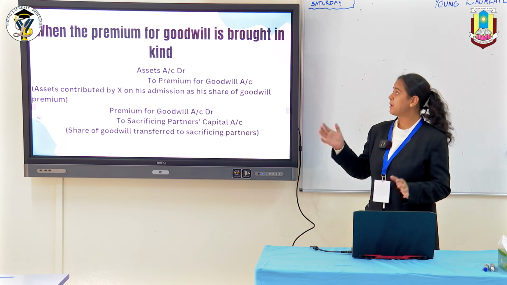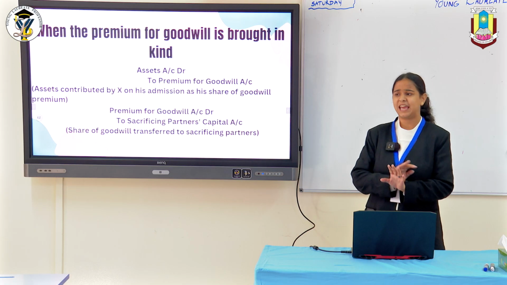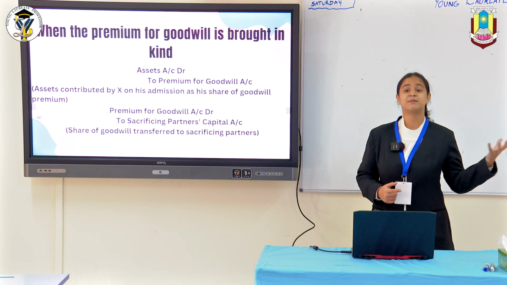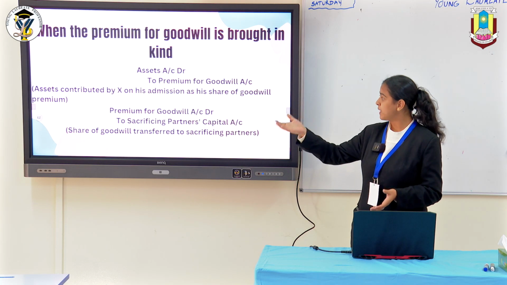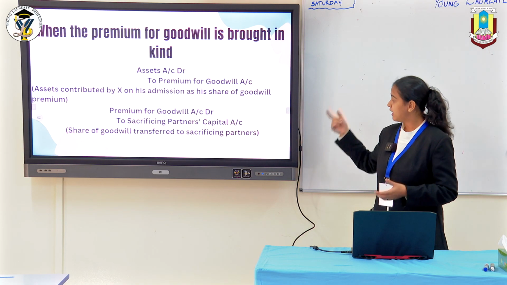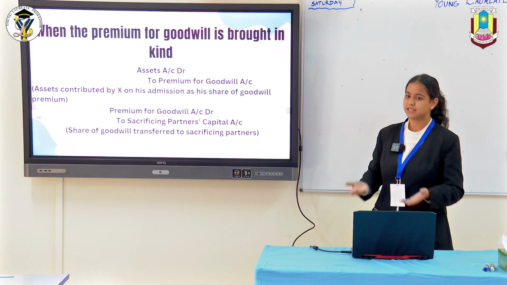Now, when the premium of goodwill is brought in kind. So in this case, the incoming partner is not bringing any cash. Instead, he is bringing some assets to the firm. In that case, the assets will be debited and the premium for goodwill account will be credited. Then this premium for goodwill account will be debited and given to the sacrificing partners in their sacrificing ratio.